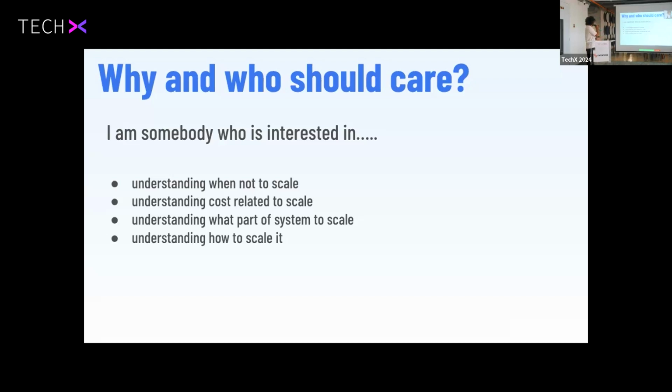Our third pointer is understanding what part of the system to scale and understanding how to scale that part of the system. So if these 4 pointers interest you, then this talk is for you. Otherwise, you're not in the target audience.